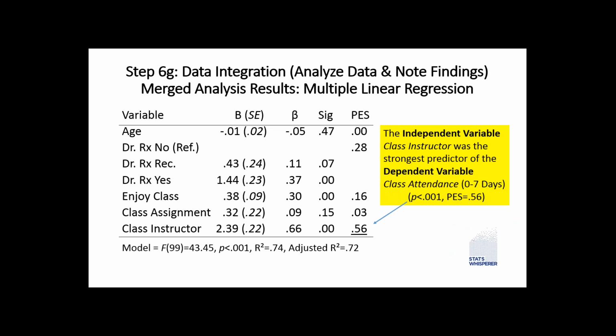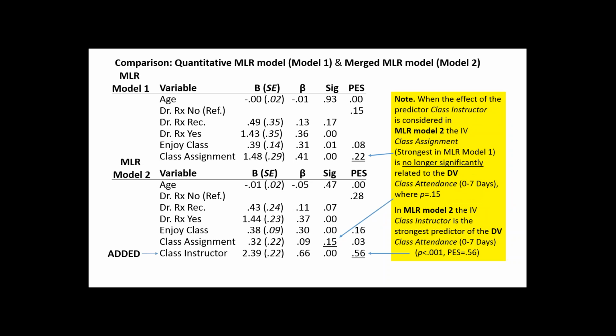So then we enter, as we said we would, class instructor to the model, right? And then we see it is, in fact, the strongest predictor of class attendance in our multiple regression model. The findings change. So now class instructor is the biggest predictor. Now pay attention to this. If you compare the first model and the second model, you see class assignment was the strongest significant predictor in the first model. But if you look at the second blue arrow, the one in the middle, you'll see now class assignment is no longer statistically significant in the model. So now class assignment doesn't really matter once you consider who the instructor is. Now this can only be indicated quantitatively.